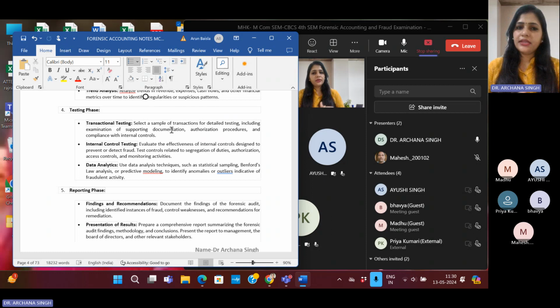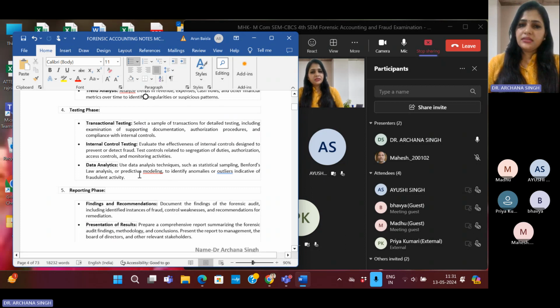Then internal control testing includes evaluating the effectiveness of internal controls designed to prevent or detect fraud. So it is basically related to segregation of duties, authorization, access control, and monitoring activities. Then data analytics. In data analytics, they have to find the outliers. Outliers basically represent fraudulent activities. So using data analytic techniques such as statistical sampling, Benford's law analysis, or predictive modeling, they have to identify the anomalies, or you can say outliers, which are indicative of fraudulent activities.